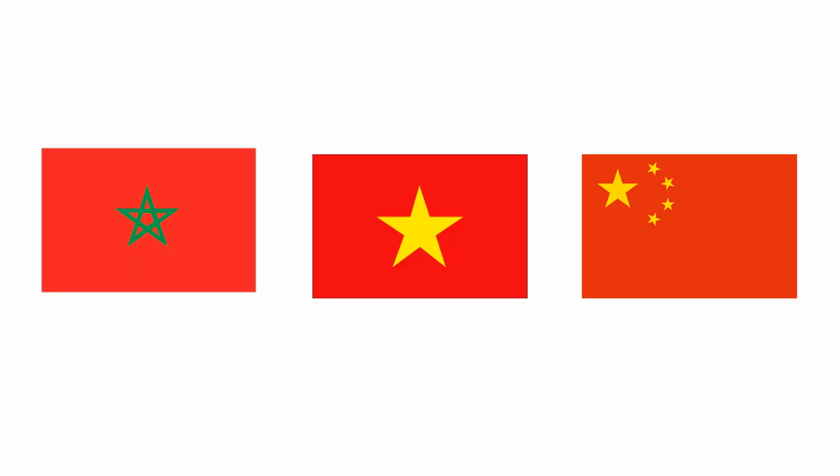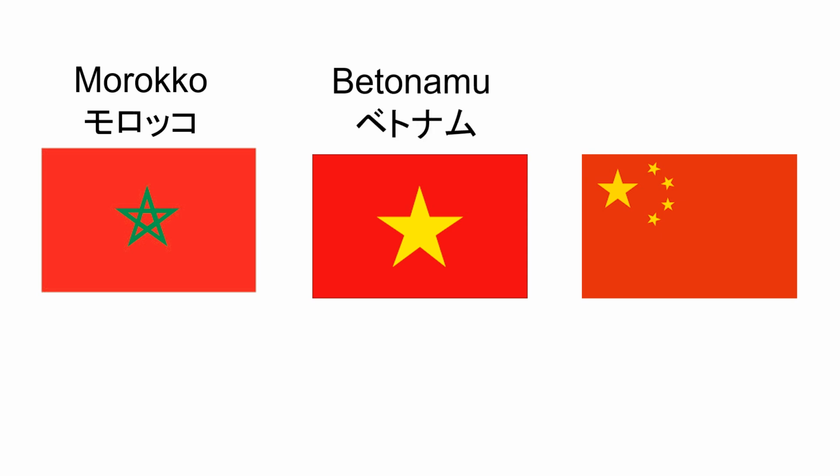You might be getting a little bit tired now, so this is the last question for today. The last one is Morocco. So which one is the flag of Morocco? Morocco. どれですか？ Which one is it? これです。Then the middle one is はい、ベトナムです。Vietnam. And right one is はい、中国です。China.